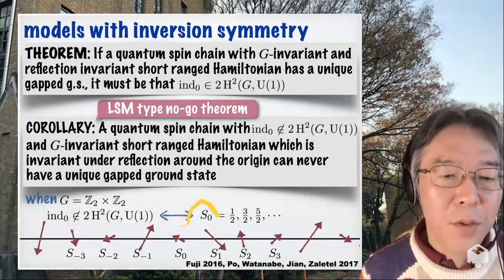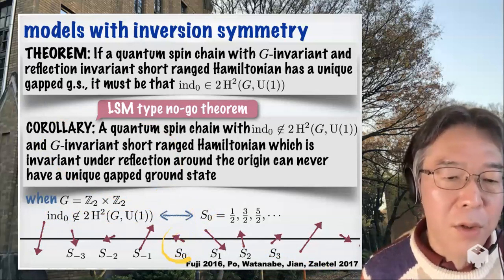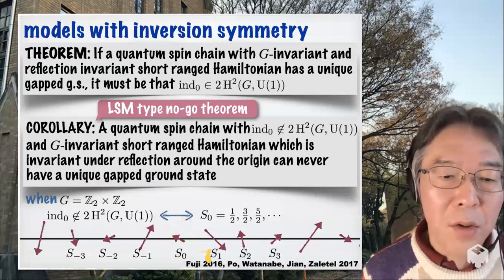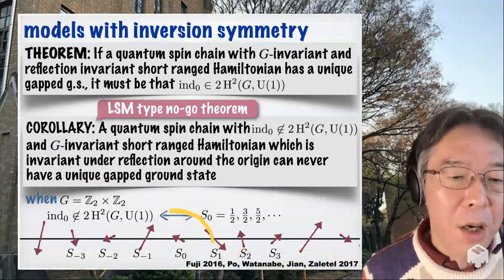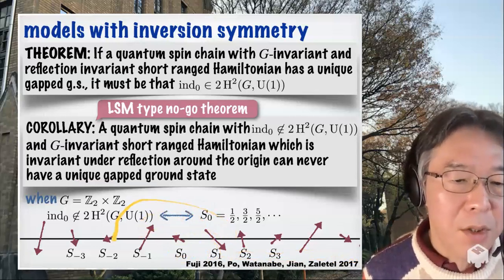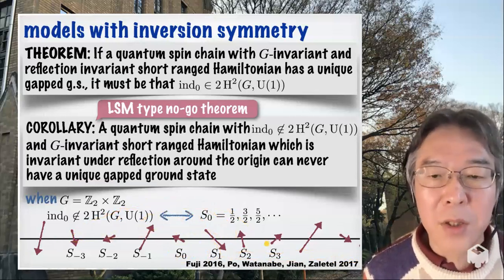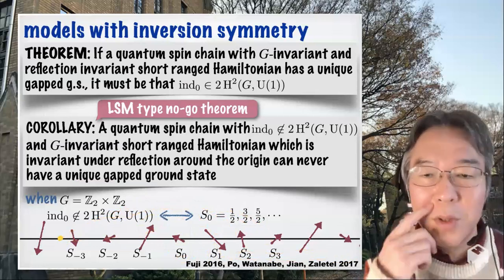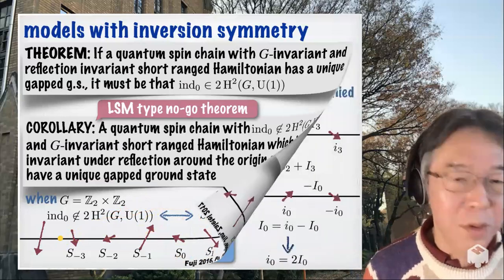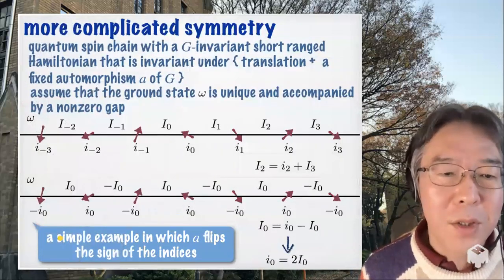We have an assumption only for the constraint, only for the spin at the origin, and all the other spins S1, S2, S3 are arbitrary. But of course, they must satisfy this symmetry relation, inversion symmetry. Okay, but anyway, the proof was so easy. So you can guess that now we can prove many of this type of theorem.